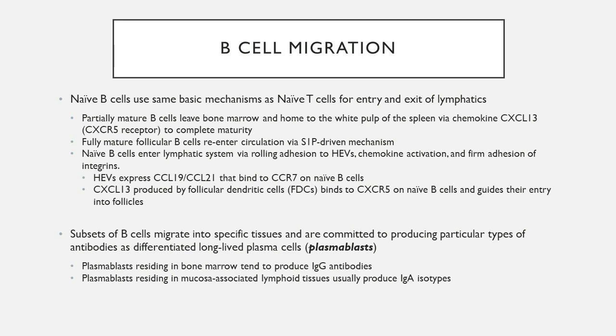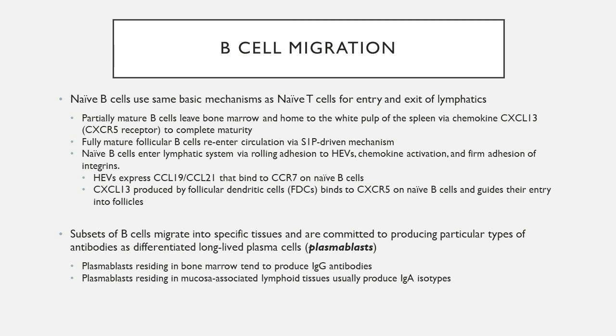So we're going to see a lot of the same chemokines here, CCL19 and CCL21. Again, I want you thinking CCR7, if it helps you remember. Again, my way of memorizing that is Cristiano Ronaldo wears the number 7 jersey, and Creedence Clearwater Revival, CCR7, on naive B cells. Furthermore, the CXCL13, produced by these follicular dendritic cells, binds to the CXCR5 receptor on naive B cells, which guides them into the follicles. That's where B cells meet their antigen and differentiate into plasmablasts, effector B cells, or memory B cells.